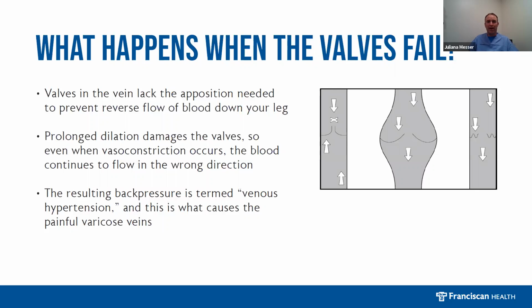When the valves fail, as you can see in the picture, normally, in the far left blue shaded box, you can see blood flowing up, from your feet back to your heart, which is the way blood should flow. But when your valves don't work, blood flows the other way. You can see the arrows going down through the valves that don't work, and when blood pools back down, it results in poor vein circulation. Like the last sentence says, the resulting back pressure is termed venous hypertension, and that's what causes the painful varicose vein. So basically, poor vein circulation, blood pooling back down where it's not supposed to go, gives you a range of symptoms.